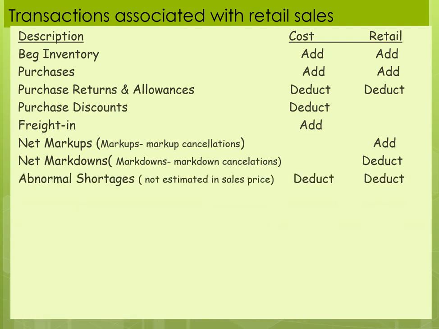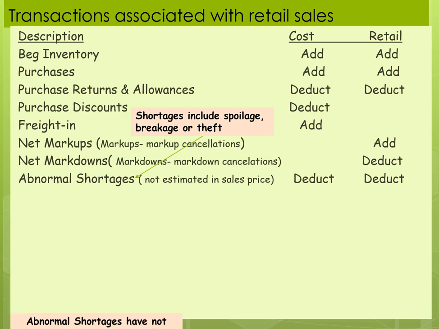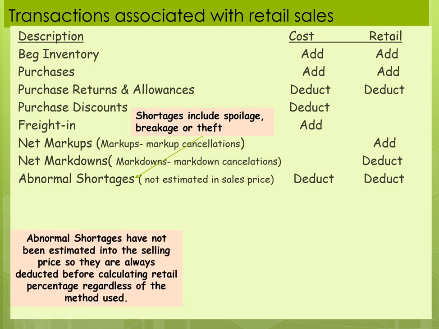Abnormal shortages are not estimated in the sales price, and these are subtracted. So it doesn't matter what method you use, these are always going to be subtracted before we do our percentage calculation.